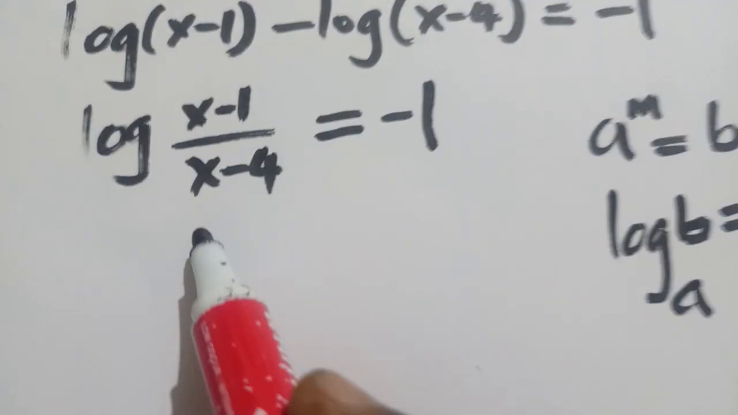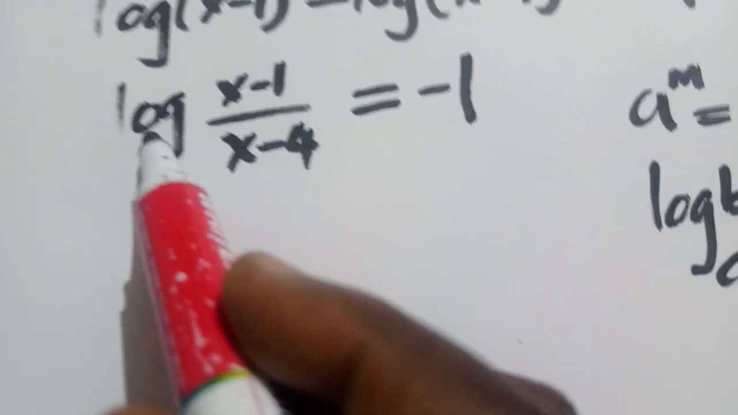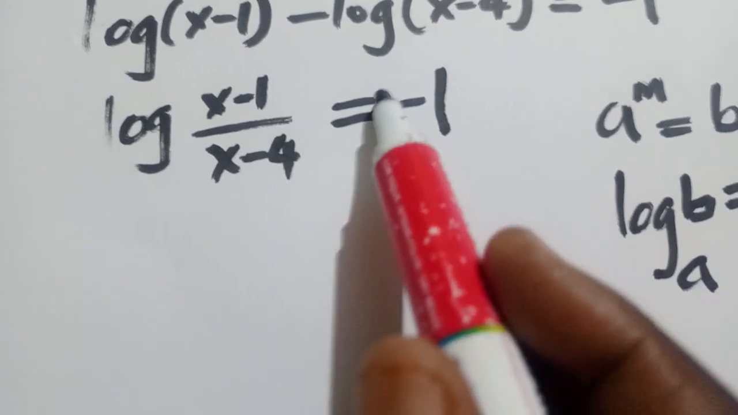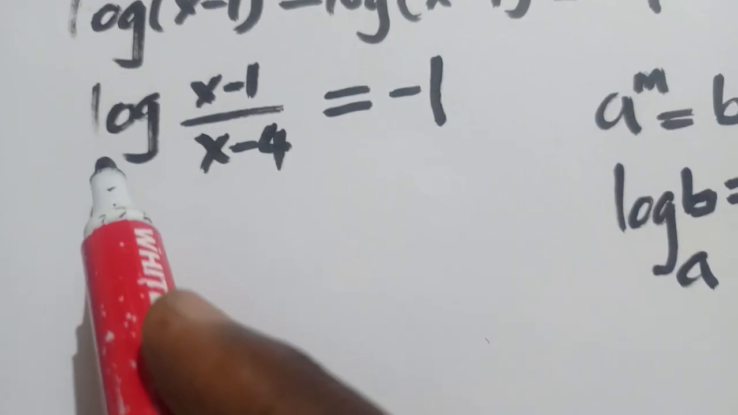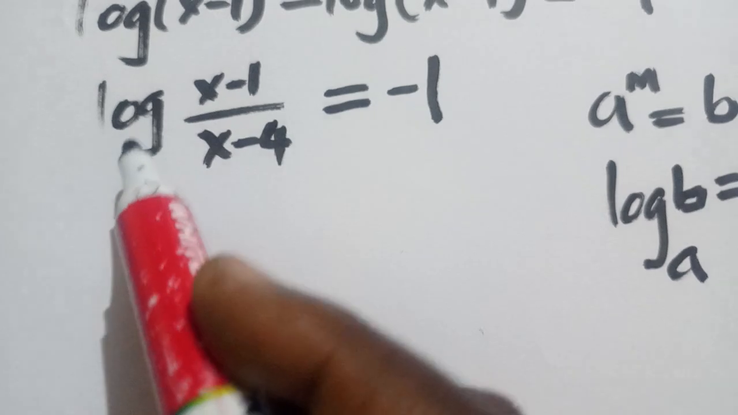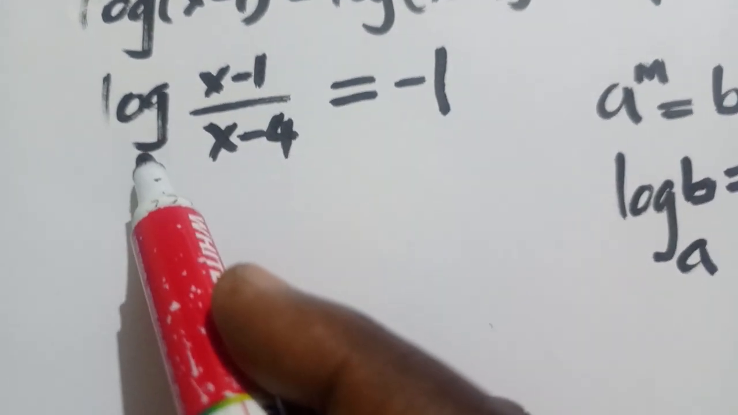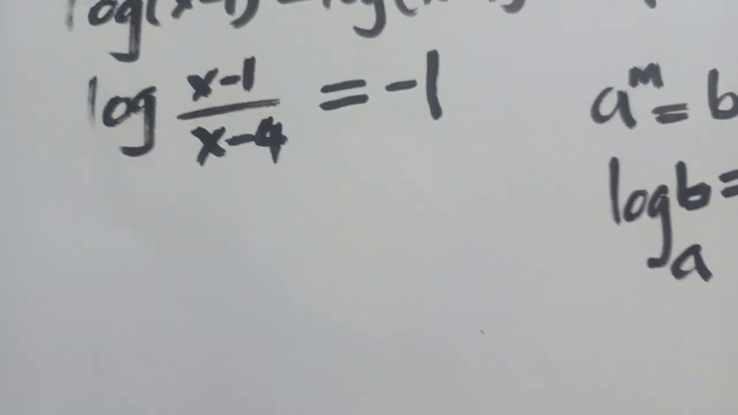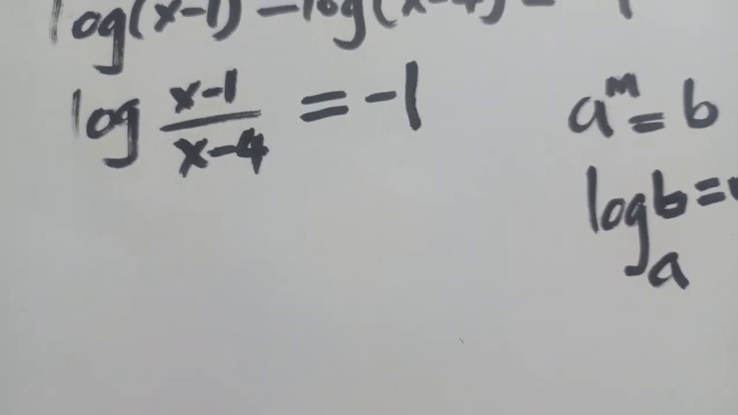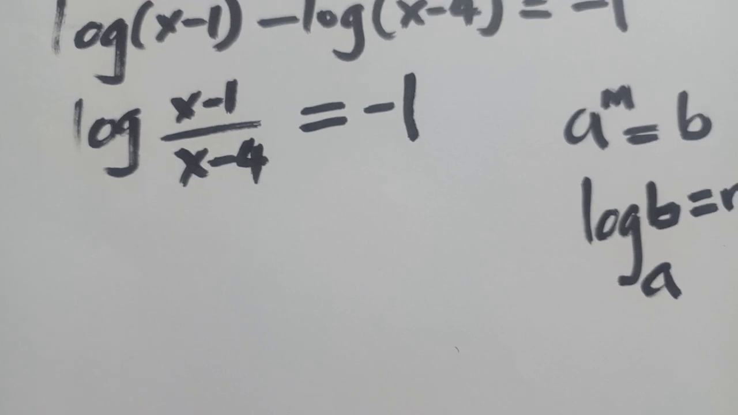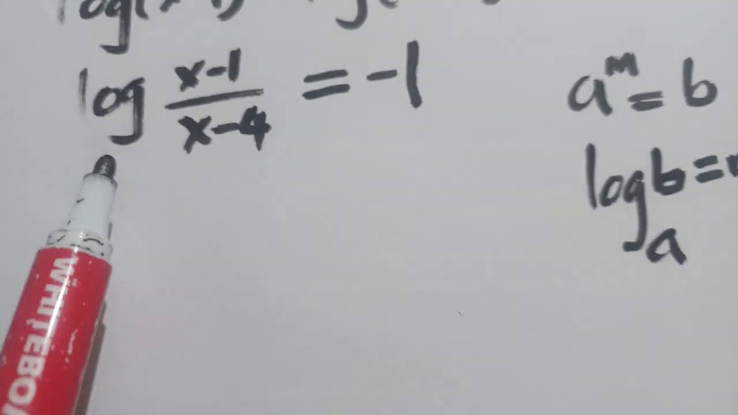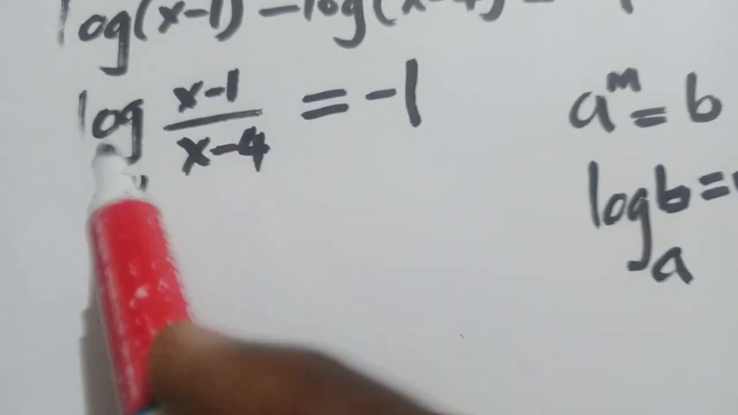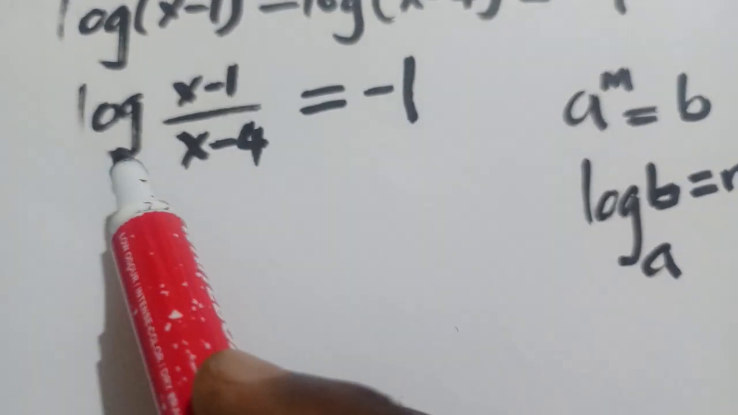So let's come back to what we have here. Now we have log of (x minus 1) over (x minus 4) is equal to negative 1. Take note that at the ordinary secondary school level, when the base of a logarithm is not stated, like what we have here, it's normally taken to be a common logarithm. Common logarithm means logarithm to base 10. So essentially, if it is not stated, this is actually log to base 10.